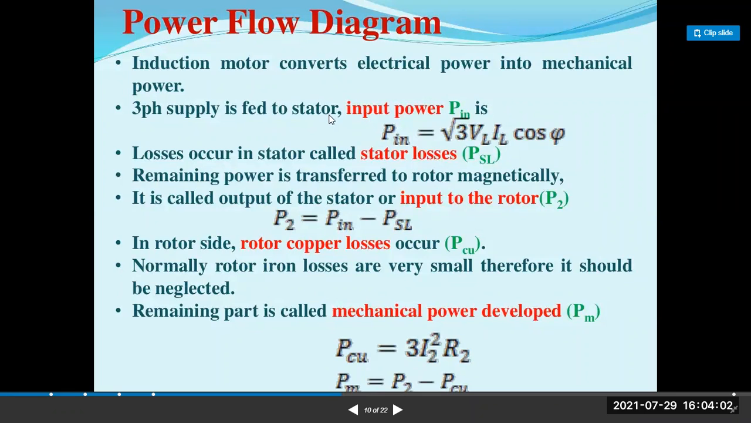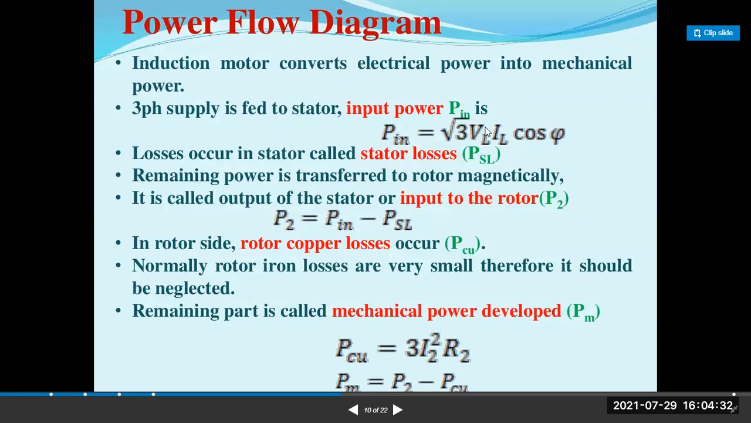Now this is the power for three phase, so that's why we have taken root 3 part. As you are giving the input power, if the stator is star connected, the line voltage is related to phase voltage by root 3 times, and the line current will be equal to the phase current. So this VL, IL, cos phi, you can write in terms of your phase voltage and phase current also.